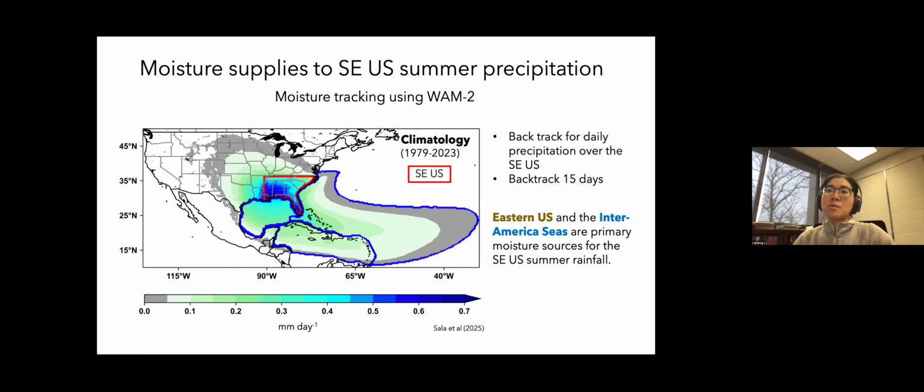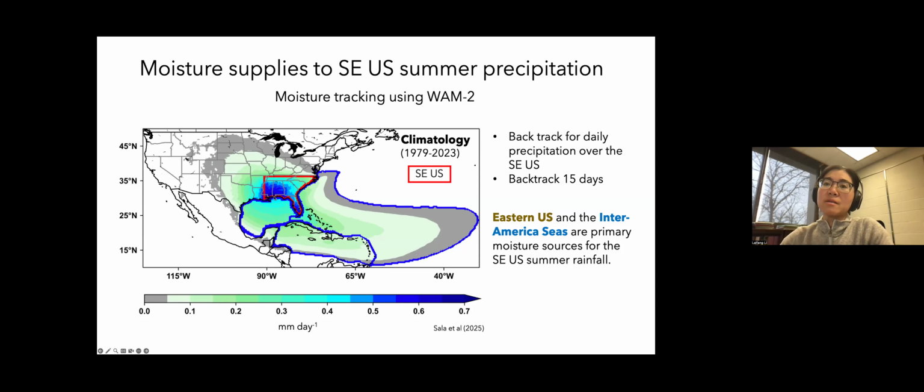So to track the moisture source and moisture pathway for the southeastern US, we are using the WEM2 model, and we backtrack daily precipitation over the southeastern US, which is marked in this red box. And we are performing the backtrack for 15 days and then perform an average over the 15-day backtracking period.